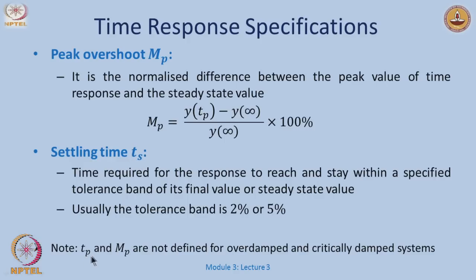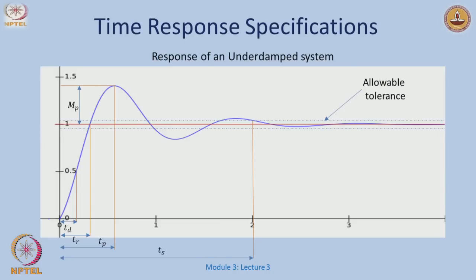These concepts, the peak time and the peak overshoot, are not defined for overdamped and critically damped systems. Let us start with the underdamped response. The critically damped response would be something like this. It will never cross the value of 1, the desired value. This is the critically damped system, and this is the underdamped system. So, TP and MP are typically defined only for underdamped systems, and that is what we will focus most of our analysis on.